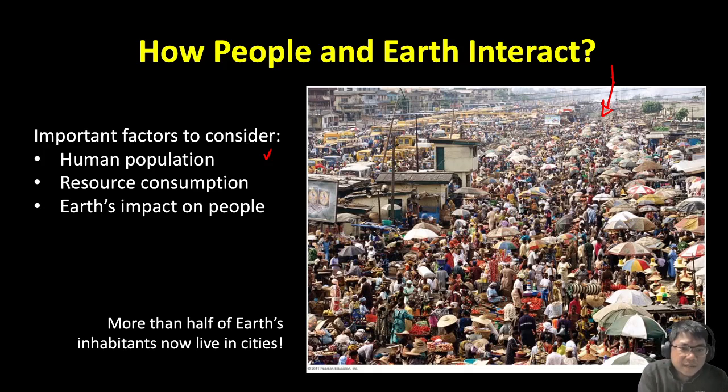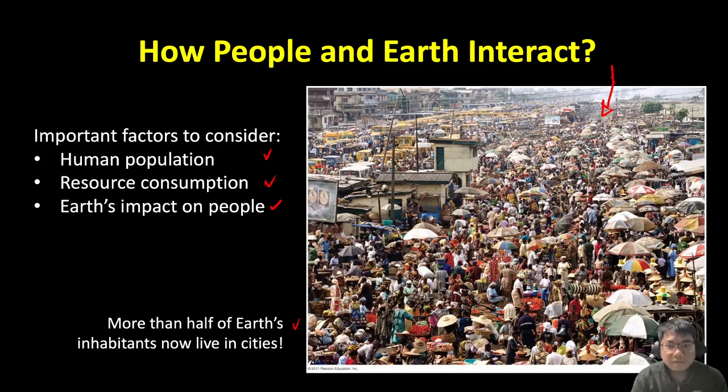And the second one is resource consumption, how much resources humans consume and how it impacts the environment. And then last but not least, how the earth or the environment influences people's or human activities. More than half of Earth's inhabitants now live in cities. This is something that you just need to keep in mind.